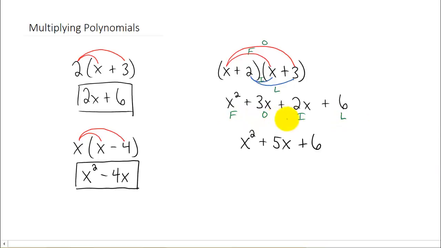So you'll notice the word FOIL is spelled out. And whenever we multiply out two binomials, people will generally refer to that as foiling the two binomials.